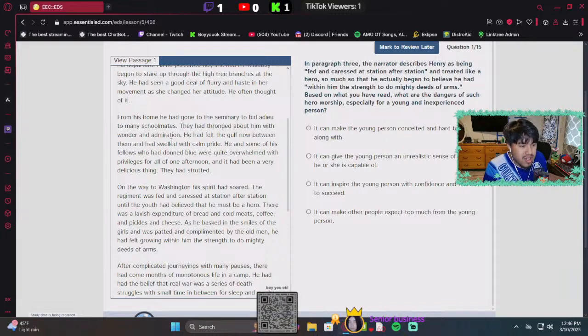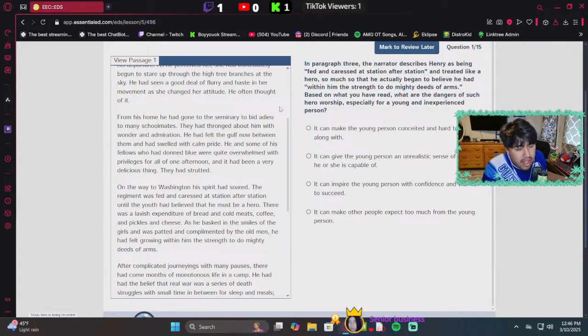What is this, bro? From his house, he had gone to the cemetery to aid one of his schoolmates. Oh, dang, that's the name. I feel bad for bro. They had thrilled him with wonder and admiration. He had felt the gulf down between them had swelled and calm pride. He had some of the fellows started tonight.